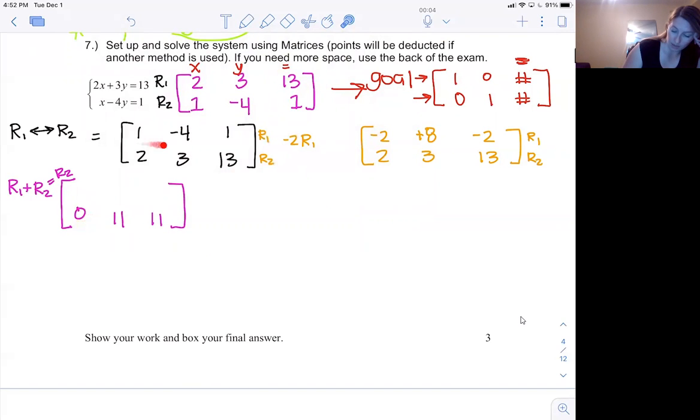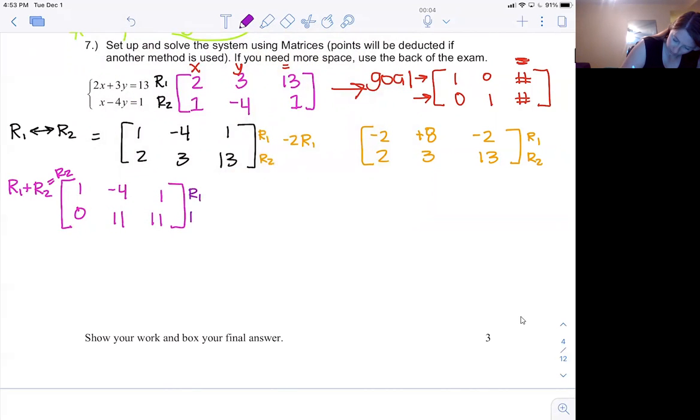Now I'm going to keep this original row 1 because I want the 1 here. Having this -2 here doesn't help, so I'm going to switch it back to what I originally had: 1, -4, and 1. Now my next step is to get a 1 right here where the 11 is. So I'm going to divide all of row 2 by 11 because that will get me a 1.